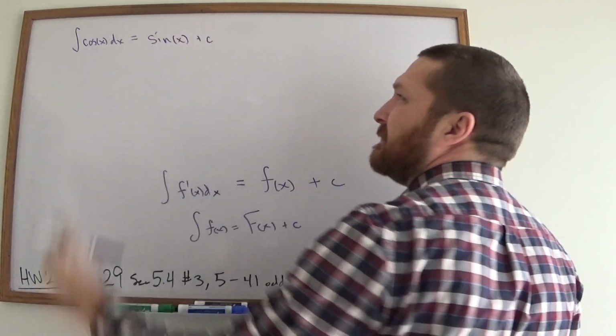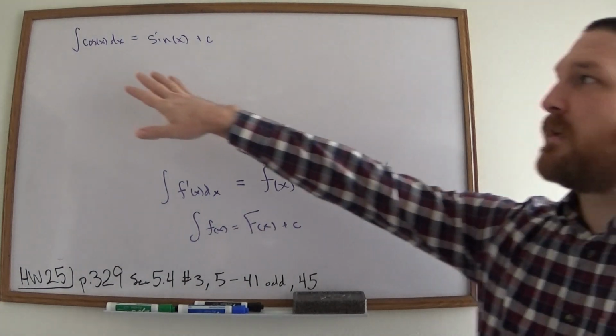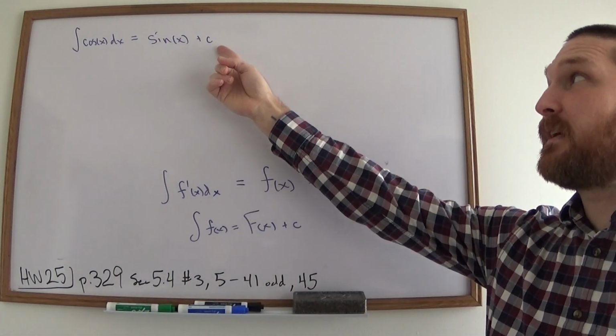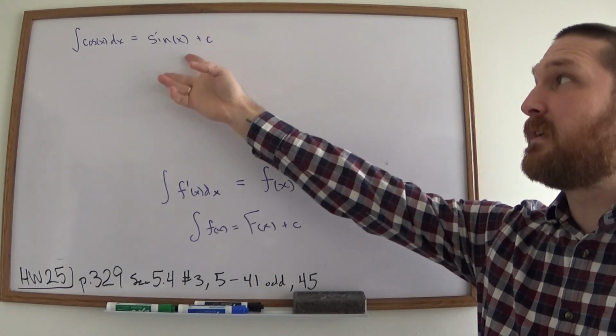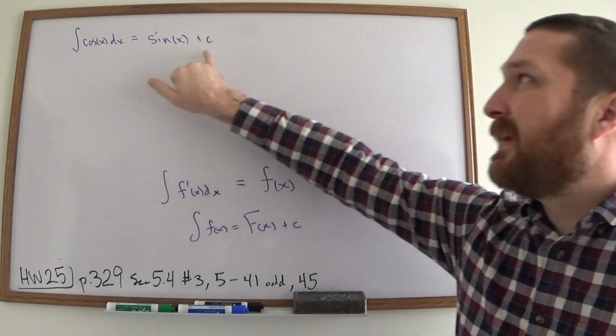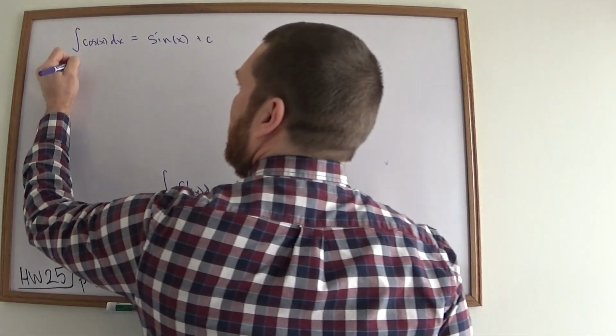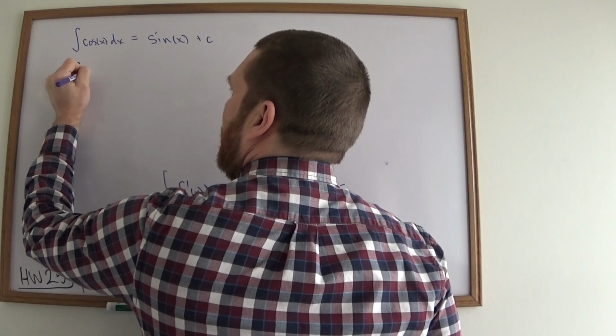Plus a constant, right? That's all that means. It just means take the antiderivative. And the antiderivative is a family of functions. It could be infinitely many different ones. They all have this part. It's just a matter of how high up or down it's shifted. Okay, what about this?